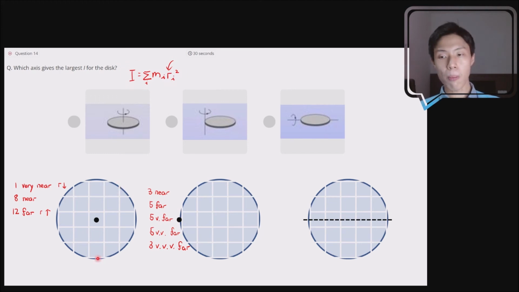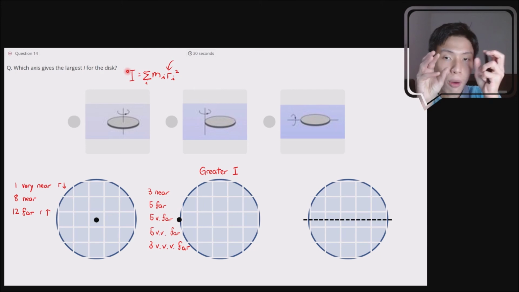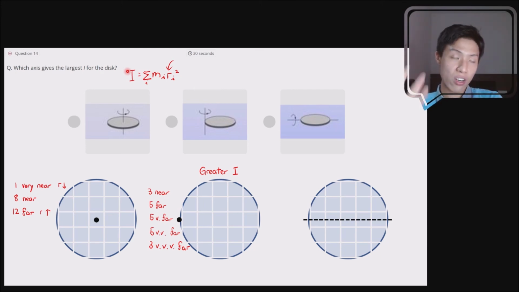Just by comparing this one and this one, we will know that this second setup will have a greater I compared to the first setup, because there are more particles that have a greater R from the axis of rotation. Therefore, if you add them up, you definitely add up to a larger number. That's the idea. If your masses are far away from the axis of rotation, you cause an increase in the moment of inertia.